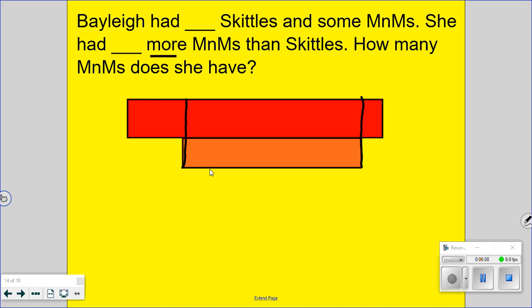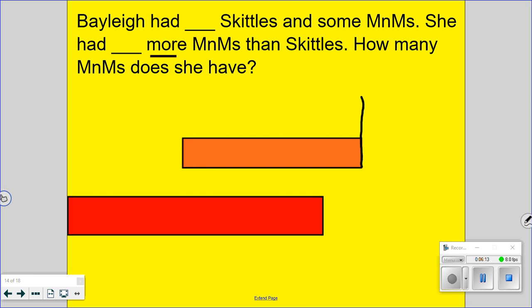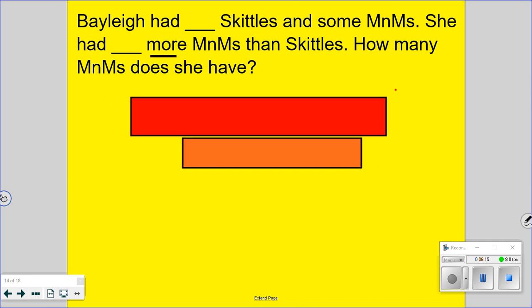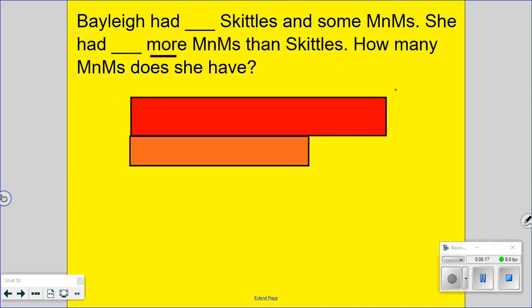hard for me to look at that. That's really confusing for my brain. So I'm going to move it back to our typical line of equality. All right, flip your bars over. So we have empty bars again.